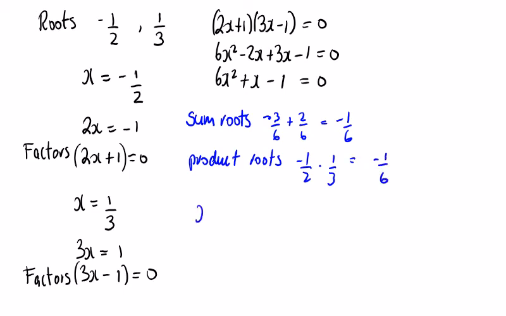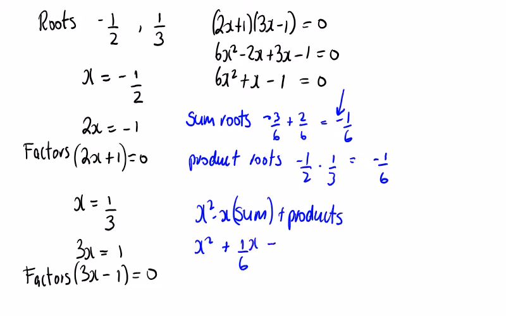So we're going to get x squared minus the sum of the roots. I'll write it out again. Minus x times the sum of the roots. Let me squeeze that in. Minus x times the sum, I'll just write sum, plus the product. So when we have a minus sum of the roots, here it becomes a plus. So we're going to get x squared plus 1 over 6 times x minus 1 over 6 equals 0.